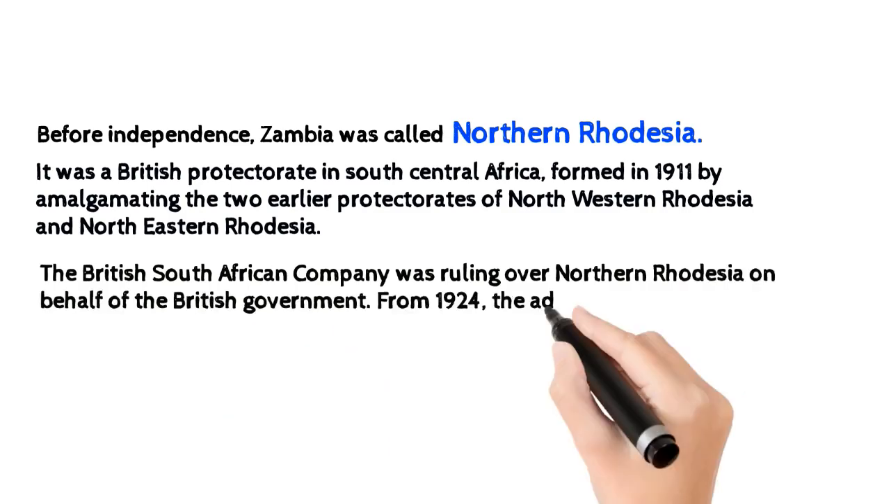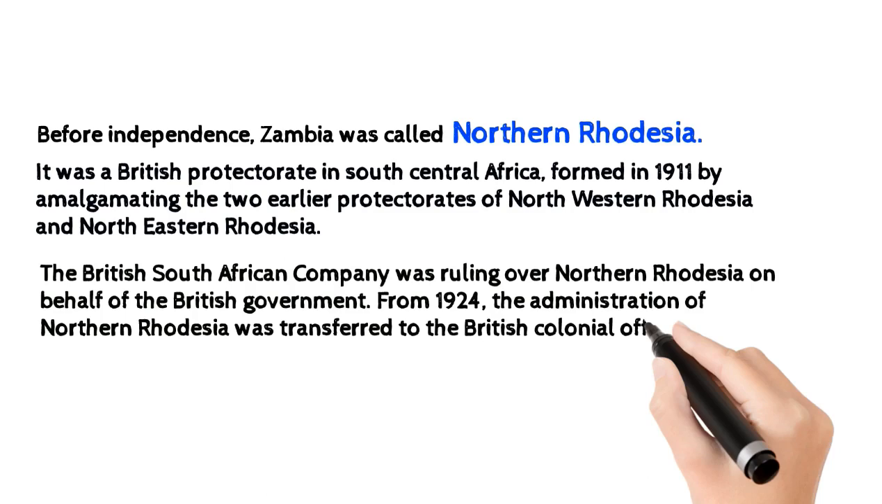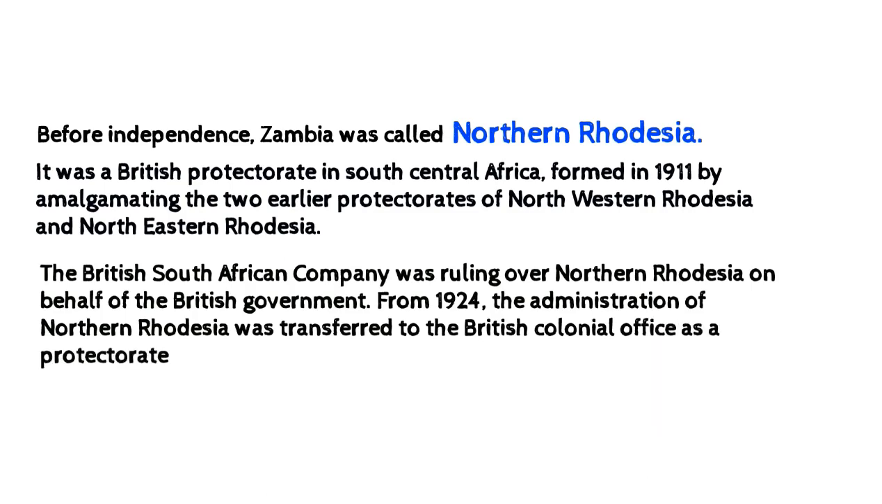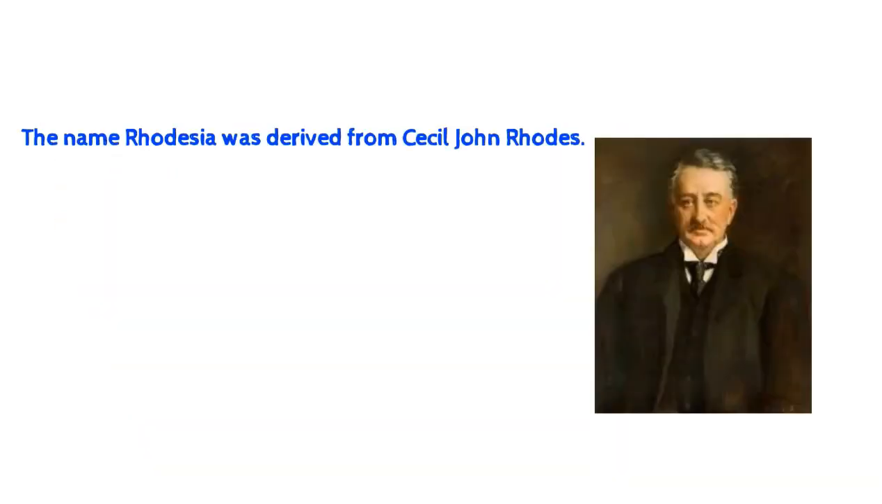From 1924, the administration of Northern Rhodesia was transferred to the British Colonial Office as a protectorate. The name Rhodesia was derived from Cecil John Rhodes, the British capitalist and owner of the BSA Company, who expanded the British influence north of the Limpopo River into South Central Africa.